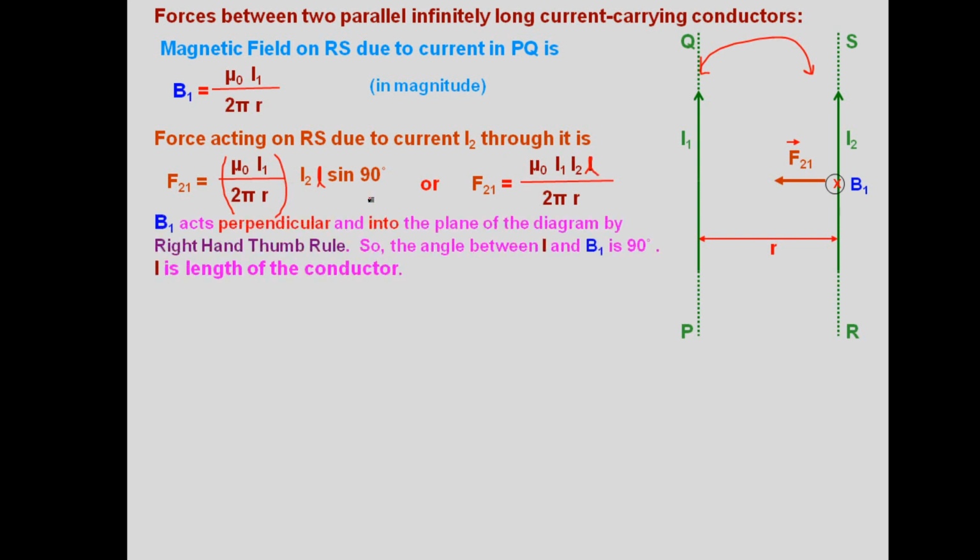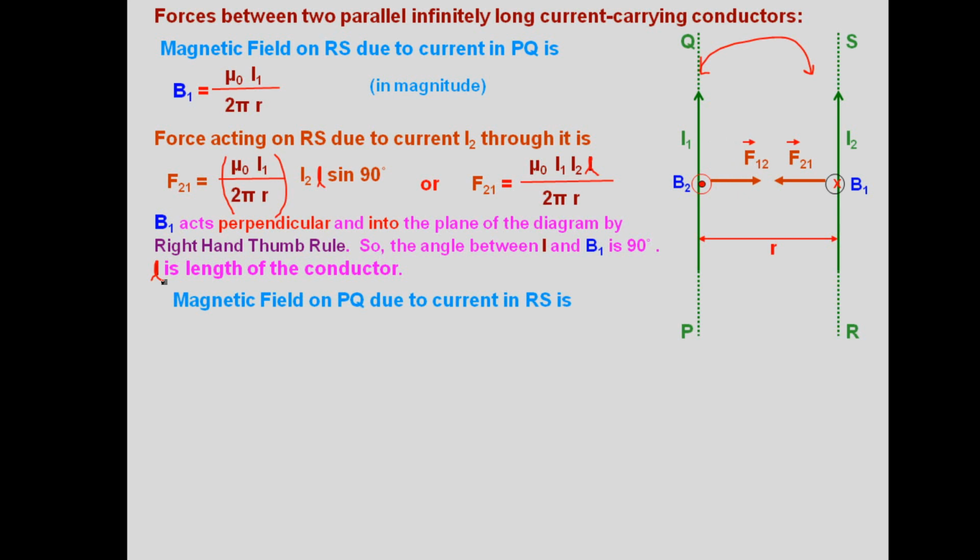So B1 is perpendicular and into the plane of the diagram, by the right hand thumb rule. So the angle between I and B1 is 90 degrees. That's why we have taken this, and this is the expression, where L is the length of the conductor. Now the magnetic field due to the second conductor RS on conductor PQ will be outward, B2. So the force will be in this direction, F12, the force on 1 due to 2.